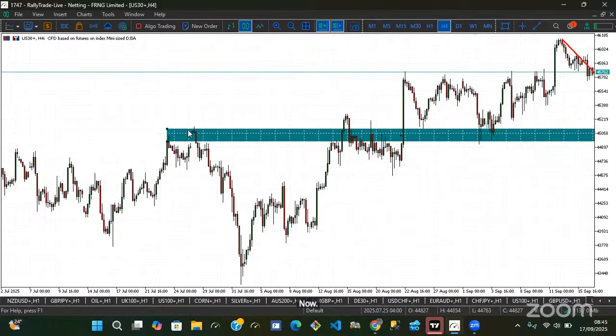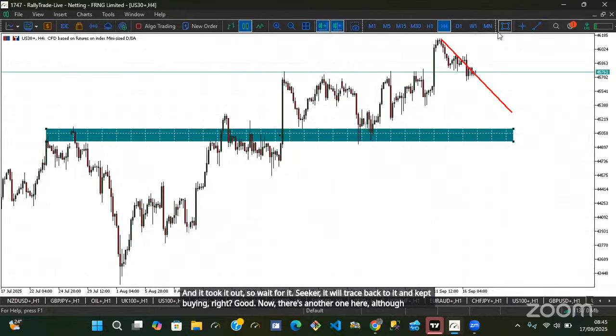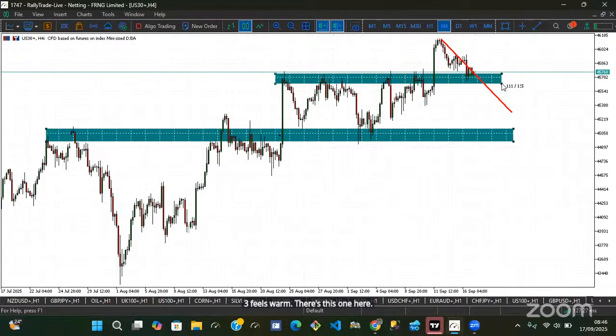Price created this high by a massive retracement, came back there, and took it out. See, it retraced back to it and kept buying, right? Good. Now, there's another one here, although this one is not as massive as the previous one. Price is at that point now. All I need is for price to break out and not come back.